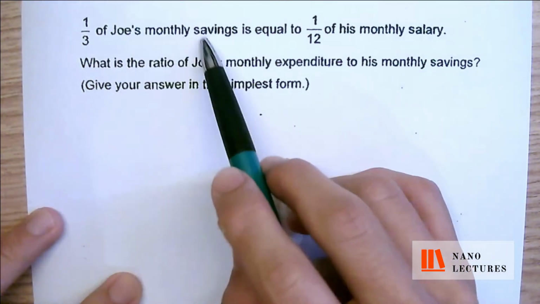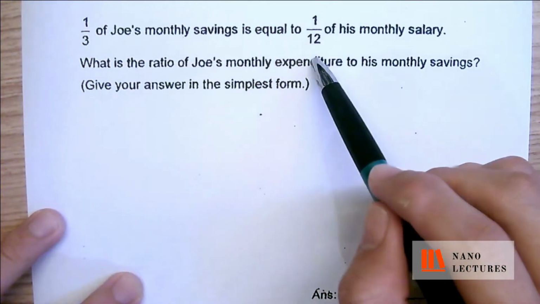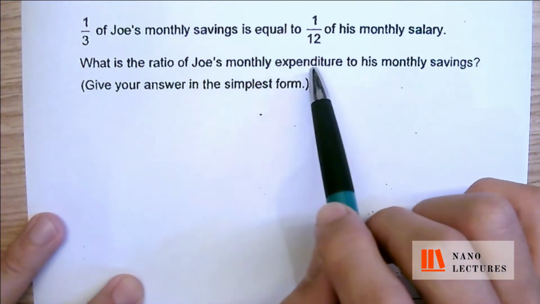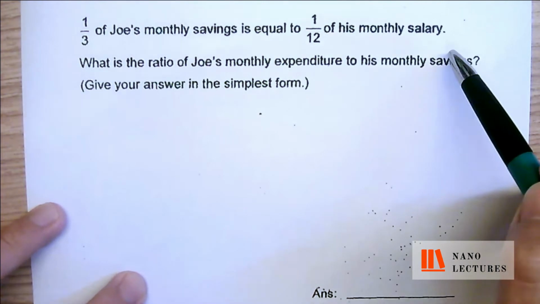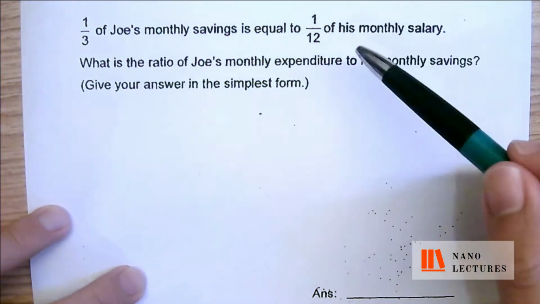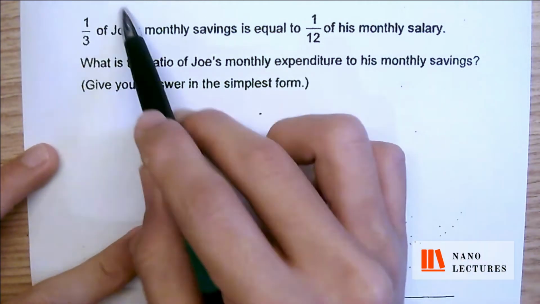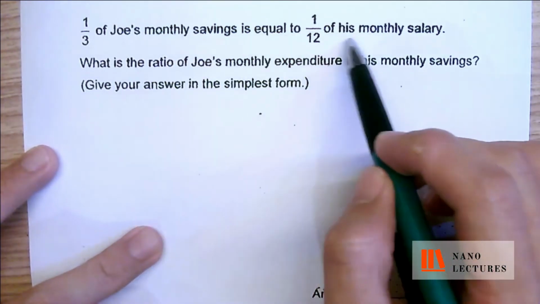1/3 of Joe's monthly savings is equal to 1/12 of his monthly salary. What is the ratio of Joe's monthly expenditure to his monthly savings? I believe I did this kind of question about 2 or 3 videos back, so we're going to use the same method. They said that 1/3 of his savings is equivalent to 1/12 of his monthly salary.